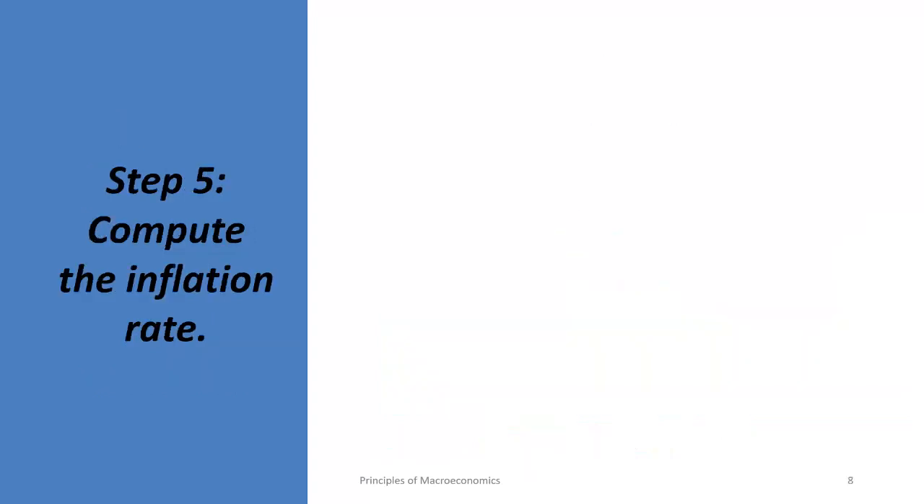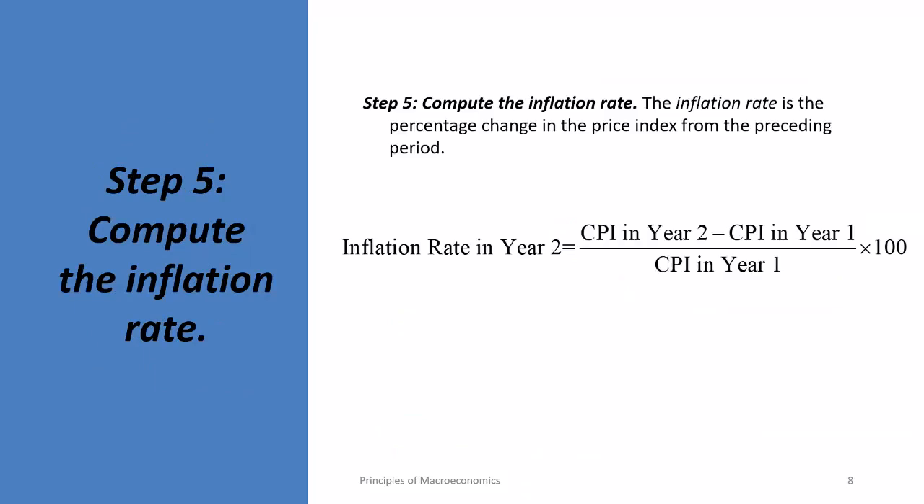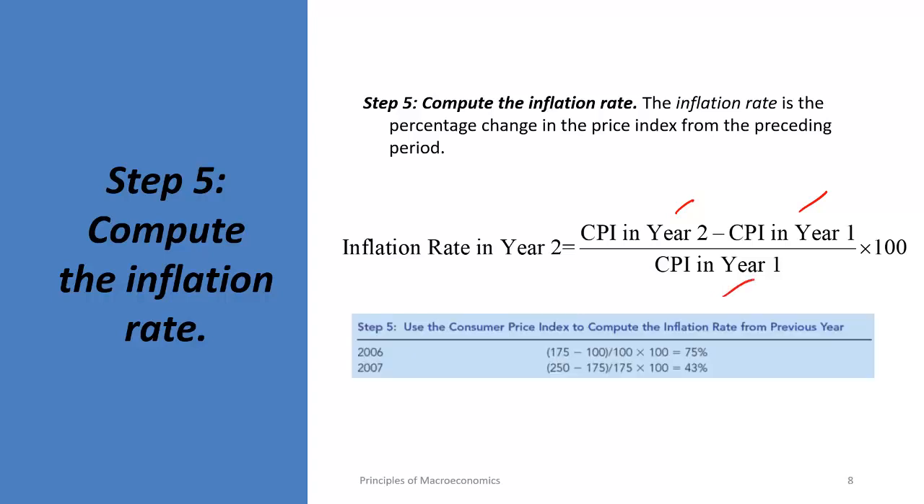Finally, we are going to calculate the inflation rate, which is our step 5. And inflation rate is nothing but the percentage change in CPI. So you take CPI in year 2, subtract CPI in year 1, and divide by CPI in year 1 times 100. So in this particular example, we calculated the inflation rate for 2006 and 2007. We cannot calculate the inflation rate for 2005 because you don't know CPI in 2004.